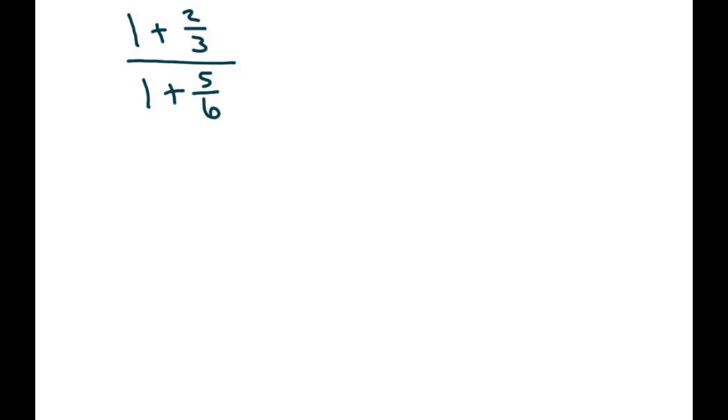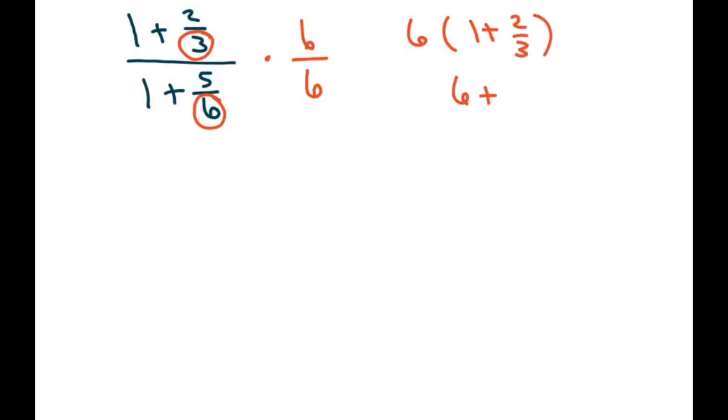So what we're going to do is do the same thing. We have a 3 and a 6. Now we want to eliminate that. So what we're going to do is multiply it by 1. In our case, our 1 is going to be 6/6, just like on the previous slide. Now, when you multiply the numerator by 6, you're going to get 6 plus, that's that one, and then 3 goes into 6 2 times, so 2 times 2 is 4.